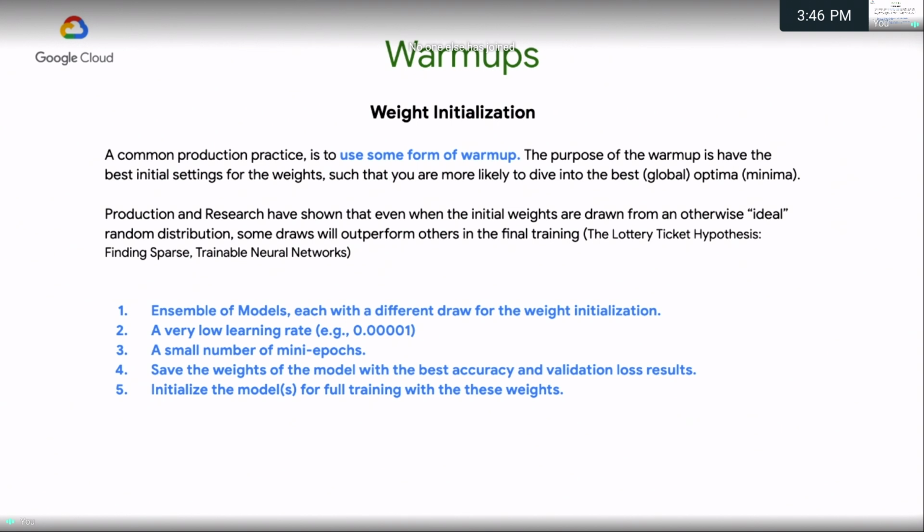But what we have found, and there's a great paper on it called the lottery ticket hypothesis, is that when your model is initialized, it's taking a draw from some random distribution, and every draw is different. And some draws are better than other draws. They can make the difference in how fast your model will converge and whether it will converge on the best or global optima.